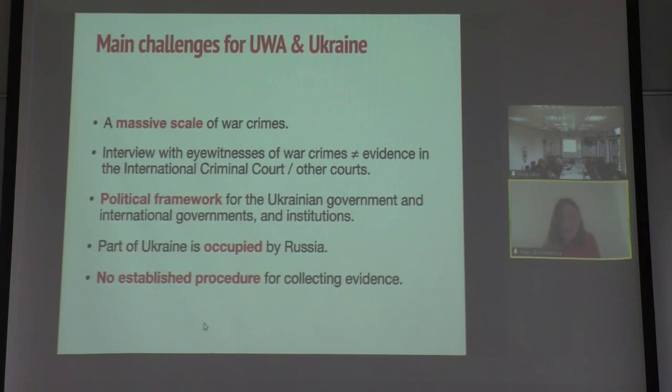But still, for example, the police don't have a lot of people, and human rights organizations also don't have a lot of resources to speak with all the witnesses. So a lot of areas are still uncovered, unfortunately.